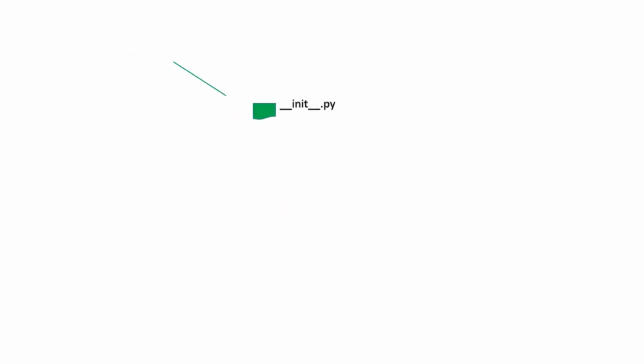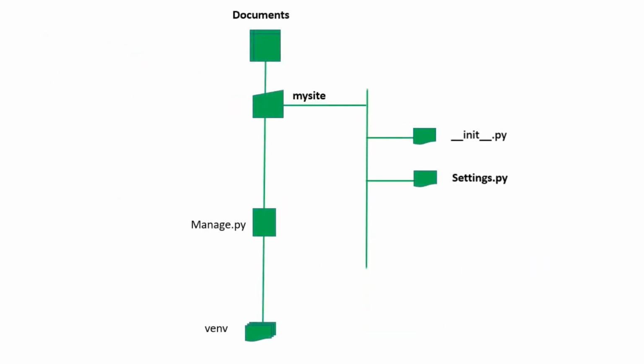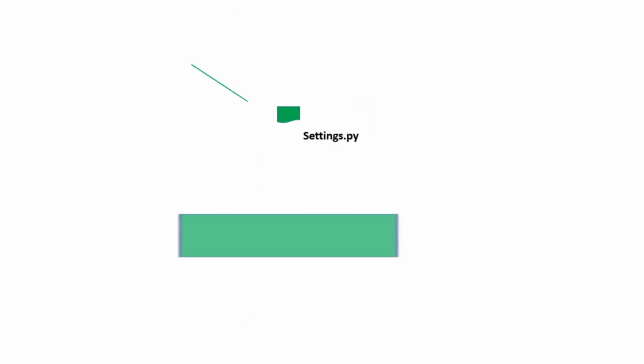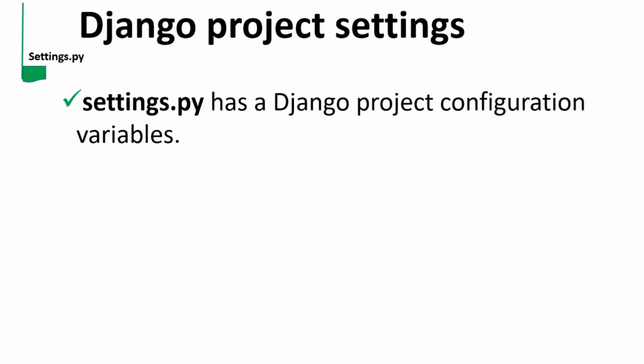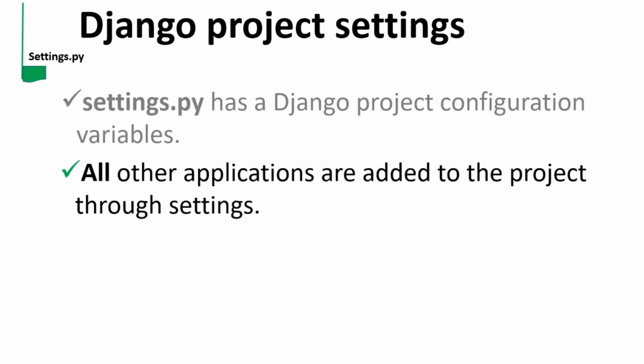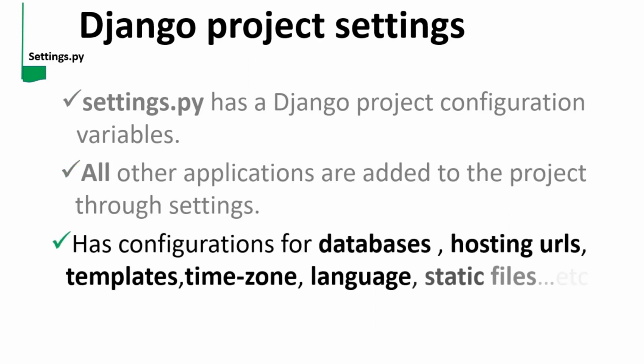Now let's take a look at the settings.py. This is the project settings. It has Django project configuration variables. All other applications are added to the project through the settings module itself. It has configurations for databases, hosting URLs, templates, time zone, language, static files, and other configurations.